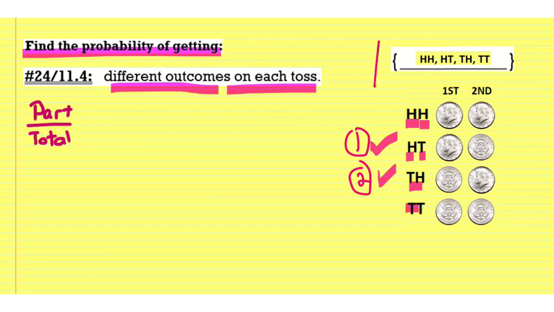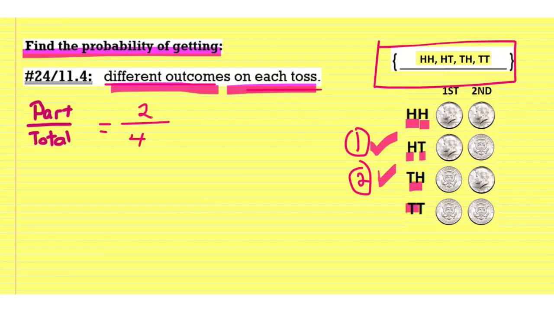And again, what was our total number of possible outcomes? Our total was four, right? We figured that out originally, but now we have one, two options where there are different outcomes on each toss. So two out of four, but we can reduce that. Two out of four reduces to one half, and that is our final probability. The probability of getting different outcomes on each toss of the coin when we toss it two times is 1 out of 2.